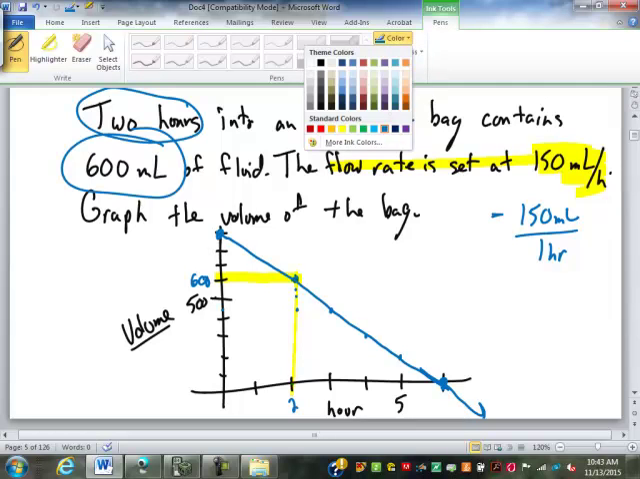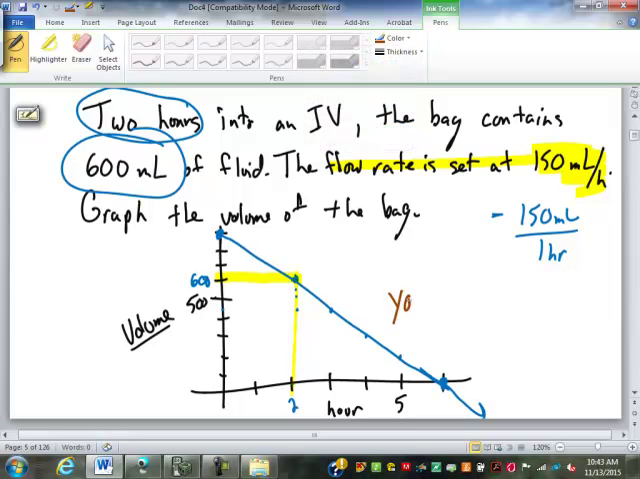So if I were going to write an equation for this, it would be y equals, where y is the volume, if you wanted to write it that way, equals negative 150x. Do I need the over 1? No, I don't. Plus 900. Where x is the hours that have gone by since you started the IV, and y is the volume in the bag. Every hour, the volume goes down by 150.